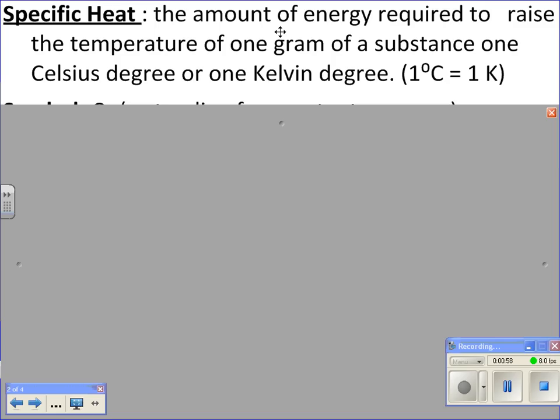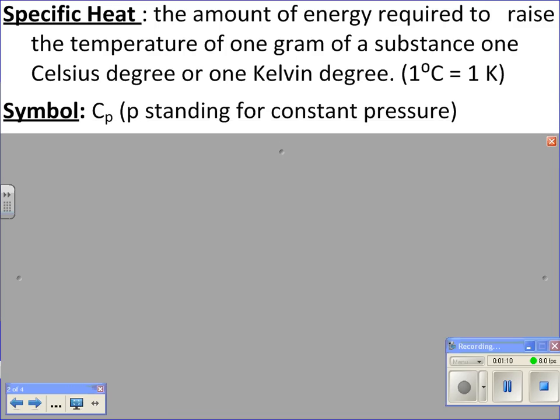This is a constant. So you will find a list of these in your book. Many times these are given to you if you know the substance, or you can look them up if you know the substance. The symbol for specific heat is a capital C with a subscript P. And the P there stands for constant pressure. So all of our specific heat values, all of our constants, are at constant pressure. So the pressure is not changing.